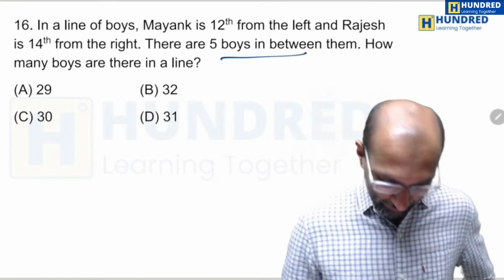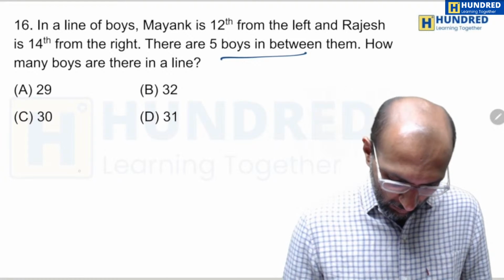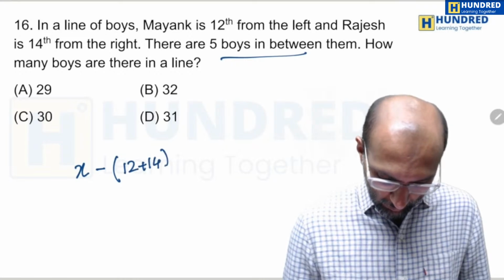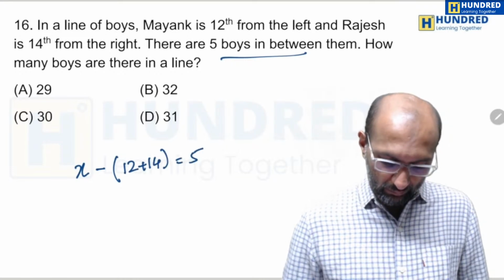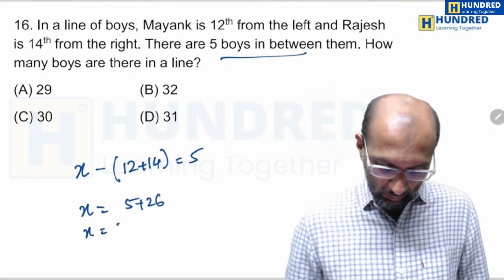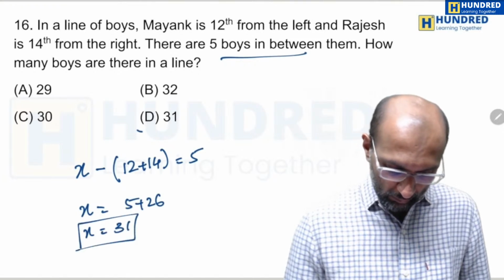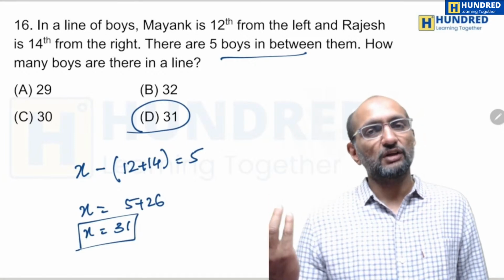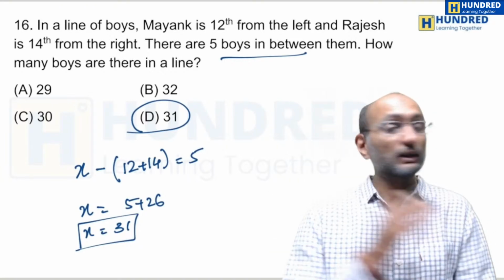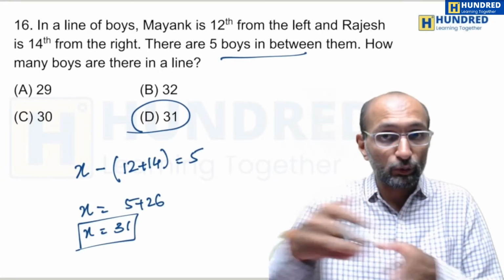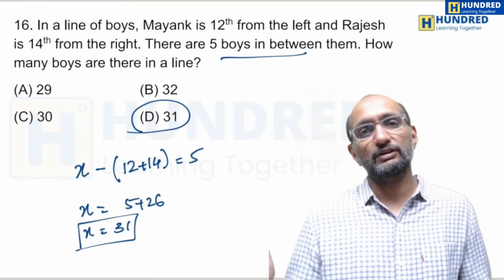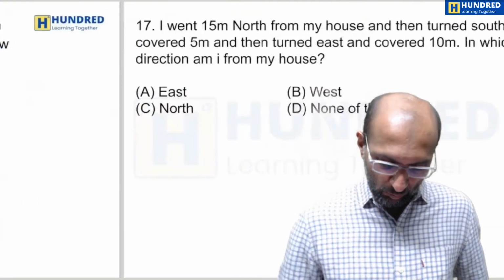Okay, let's see. The number of students in the class, X, minus 12 plus 14 is equal to 5. Correct? X is equal to 5 plus 26. X is equal to 31. This is our answer. Same question, overlapping, in between. If they were overlapping, then you subtract the positions of the two people. If they were not overlapping, then see what is in between them. No subtraction. Simple. Okay? Let's move on.